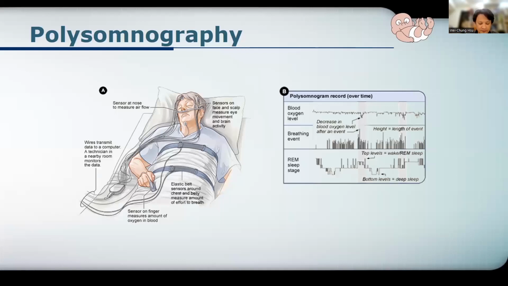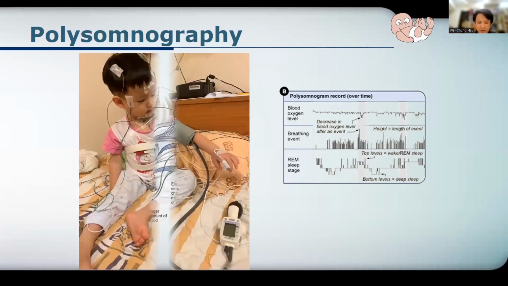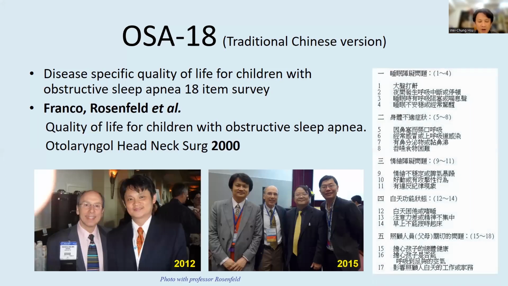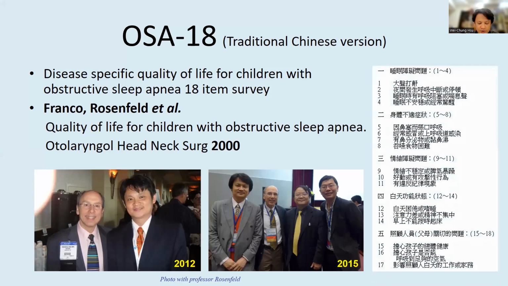Although the gold standard for diagnosis of pediatric OSA is overnight polysomnography in a sleep lab, it is time-consuming with a long waiting list and sometimes complicated by the so-called first-night effect in some patients. Therefore, in the practical clinical setting, we have the OSA-18, the Pediatric OSA Disease-Specific Quality of Life Questionnaire, as the first visit survey in clinics.